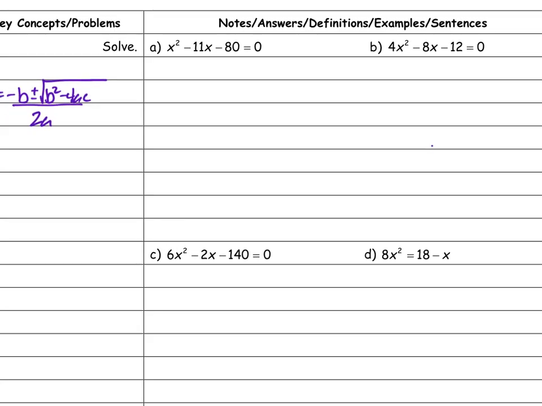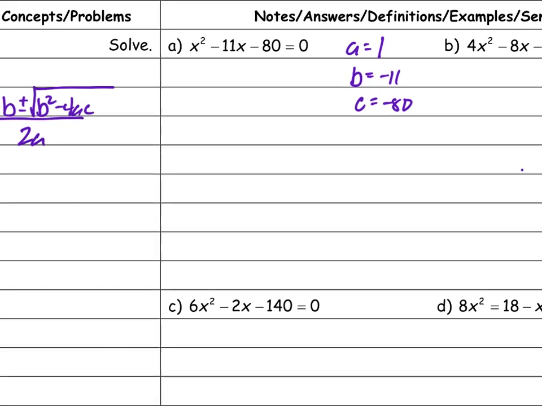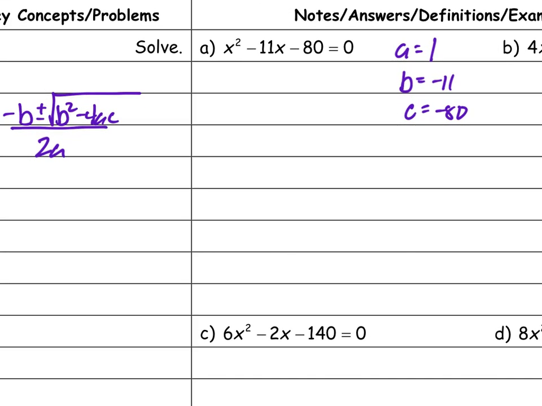So what is A? What's the number with X? 1. Yes, good. What's B? And what's C? Negative 80. And then I'm just going to plug it in, I'll blow this up so you guys can see it.